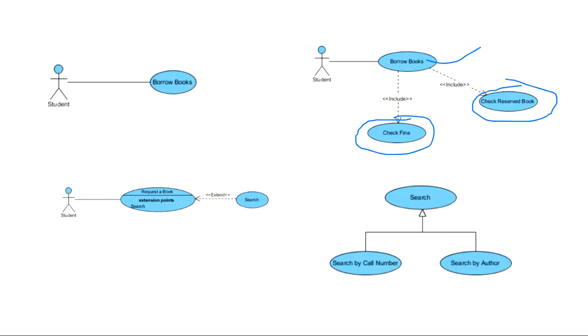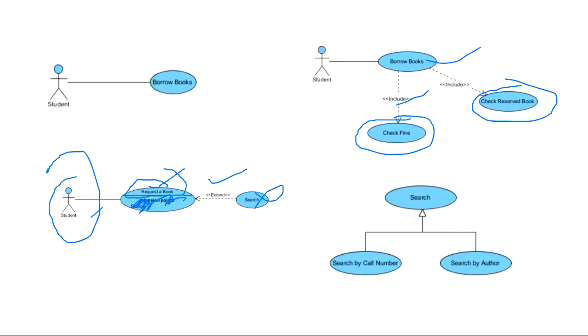The opposite of this include is this extend. Extend means, if suppose this is a student, forget this right now. If this is the student and he is requesting a book, means he is performing this use case of requesting a book, then sometimes in the backend, for example, it is possible that sometimes the search is performed in the backend, or sometimes the book is directly available to him. So not always this search use case will be called. This is meant by extend. Only in some cases this will be called.